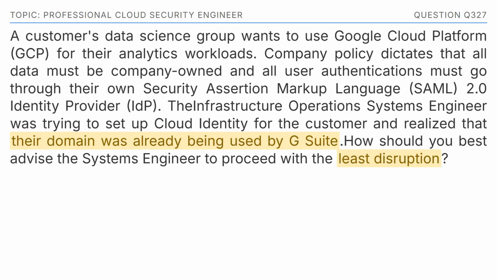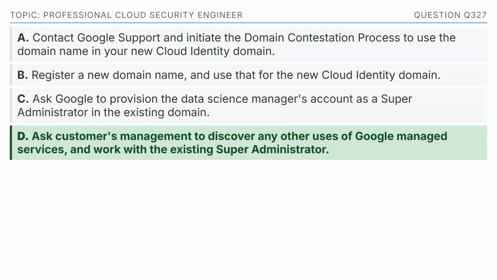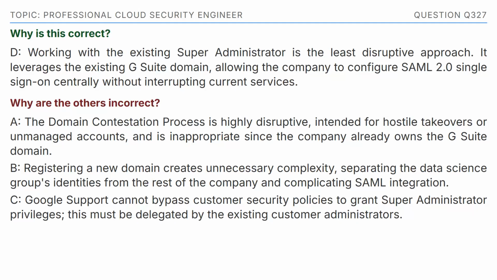To arrive at the correct answer, we focus on the keywords: their domain was already being used by G Suite, least disruption. The correct answer is option D, ask customer's management to discover any other uses of Google managed services and work with the existing super administrator. Why is this correct? D. Working with the existing super administrator is the least disruptive approach. It leverages the existing G Suite domain, allowing the company to configure SAML 2.0 single sign-on centrally without interrupting current services.